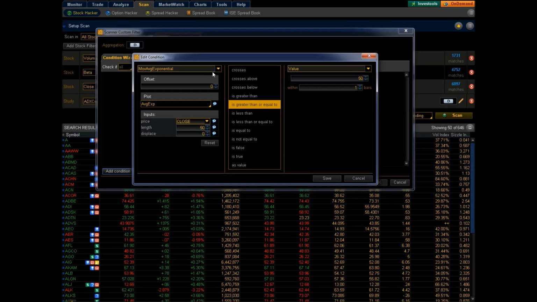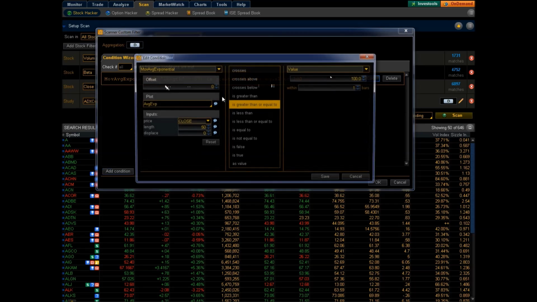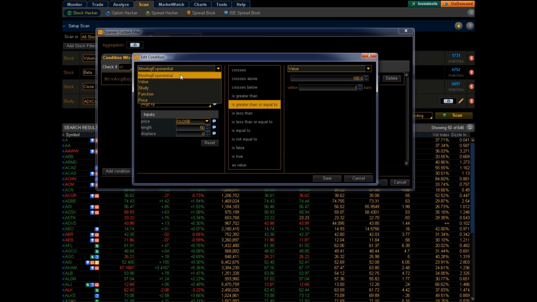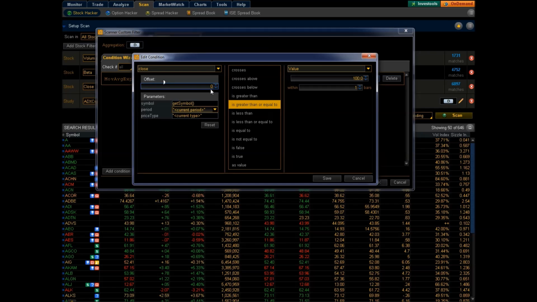I'm sorry, I did this wrong. Let me rephrase this. So the condition I want is I want the price to be, let me just see how this looks. Moving average is great. Okay, so this is wrong. So let me just edit this. So basically what I want is I want the value, price, sorry. I want basically, we could use the low, we could use the close. I'm going to use the close. Okay. For the current period, I want a daily period.